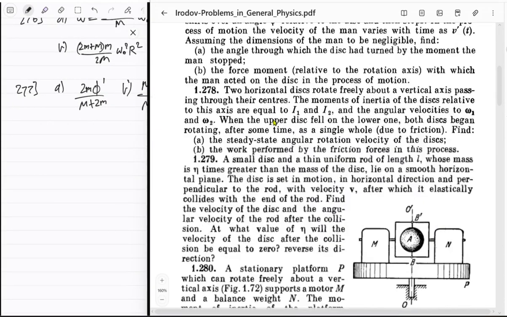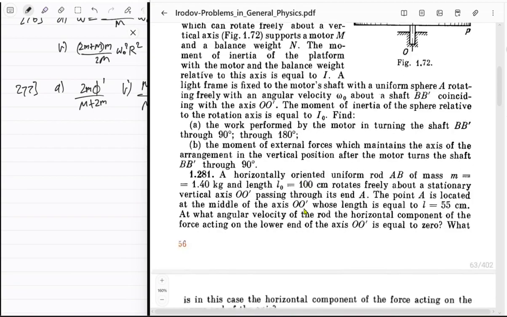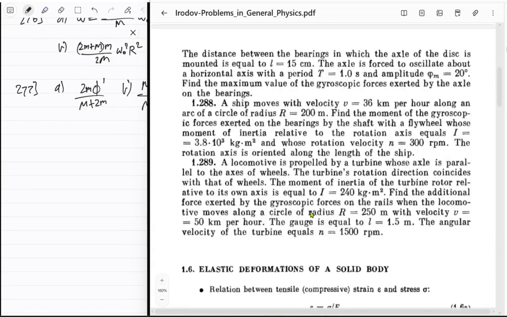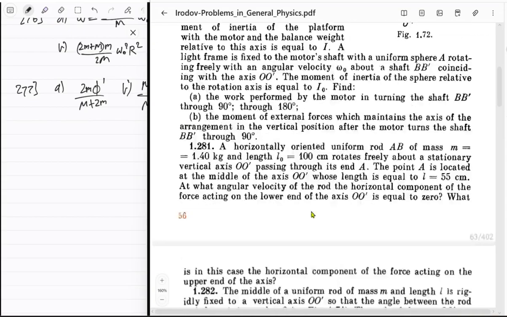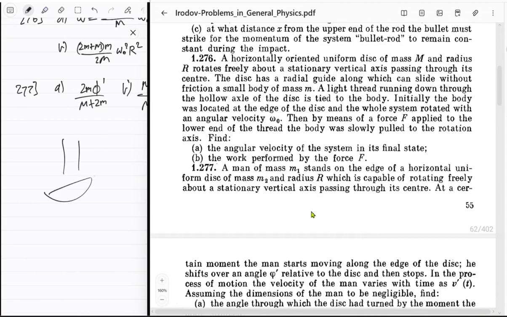Okay, 278. How much is remaining? Oh, quite a lot actually. So 289, we'll have to go till that. Fine, we should stop right now. See you guys in the next video.